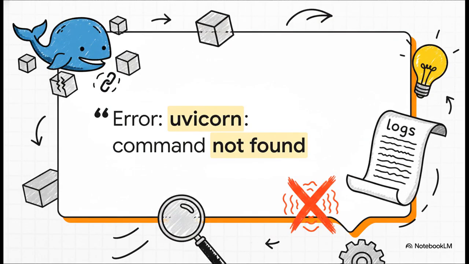And boom, there it is, our smoking gun right there in the logs. The error is crystal clear. "uvicorn: command not found." So the container tried to run our web server using the uvicorn command, but it couldn't find it. The program just doesn't exist inside our container.